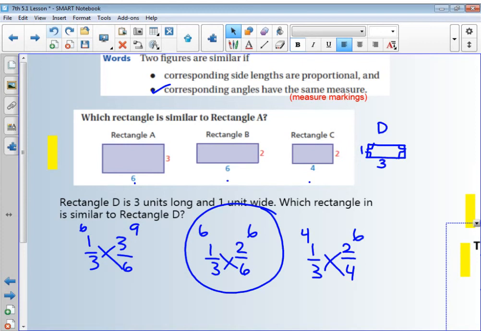The other key thing covered in this lesson was corresponding angles. Those are angles that are in the same spot of the figure, and corresponding sides, so sides that are in the same position on each figure.